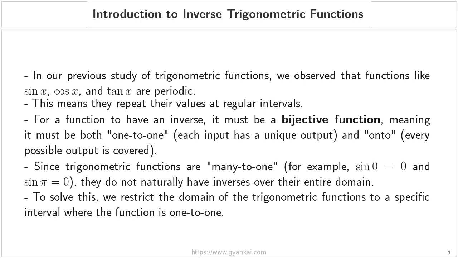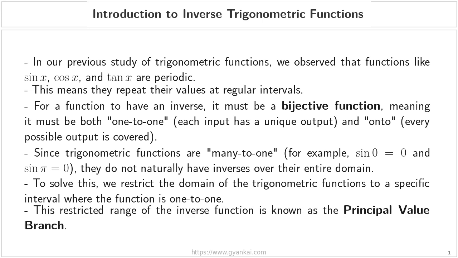To solve this problem, we use a technique called domain restriction. We limit the domain of the trigonometric functions to a specific, narrow interval where the function behaves as a one-to-one function. This specific restricted range of the inverse function is what we call the principal value branch. Understanding this concept is vital, as we will see in the next few slides, because it ensures that for every input, we get one unique and consistent output.